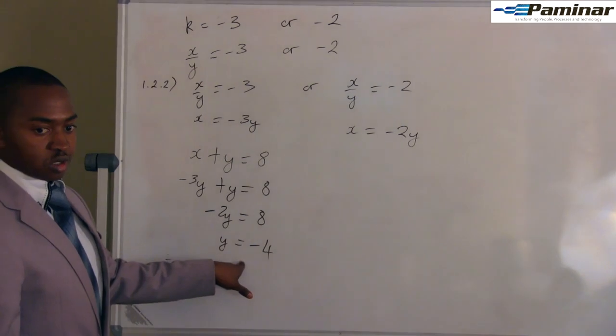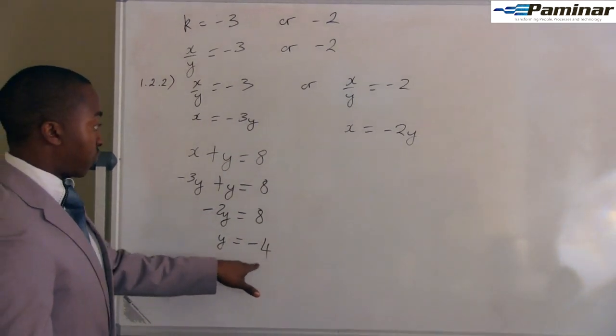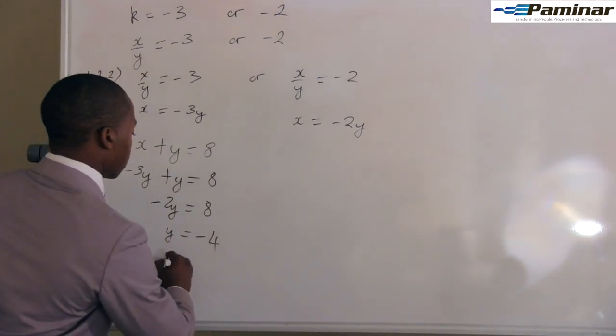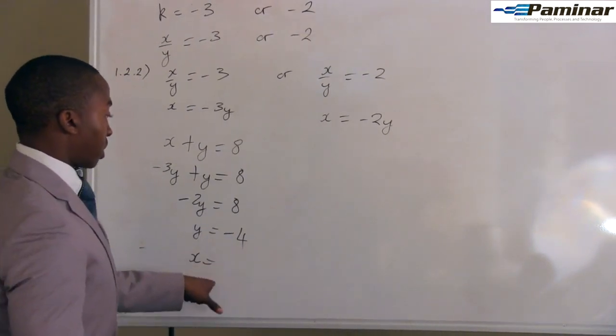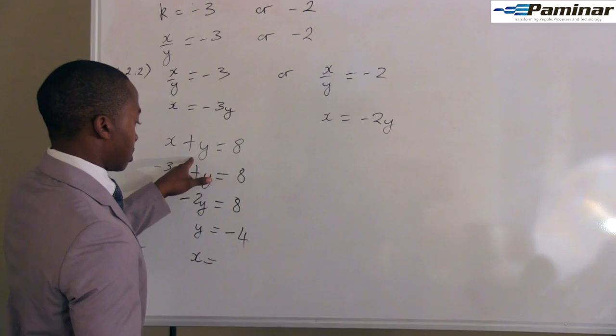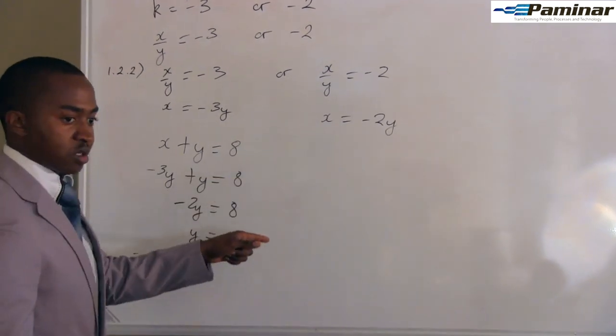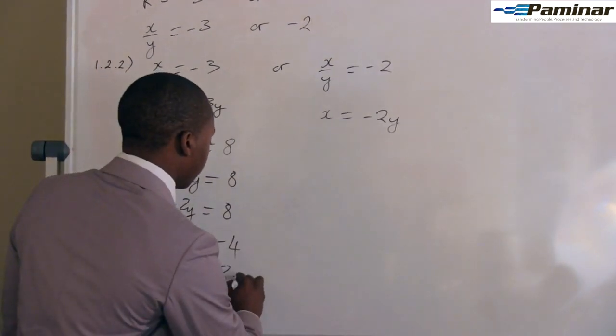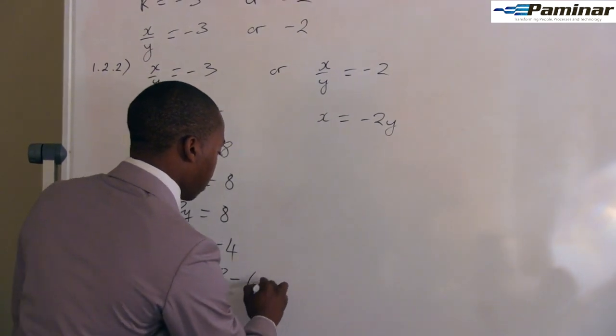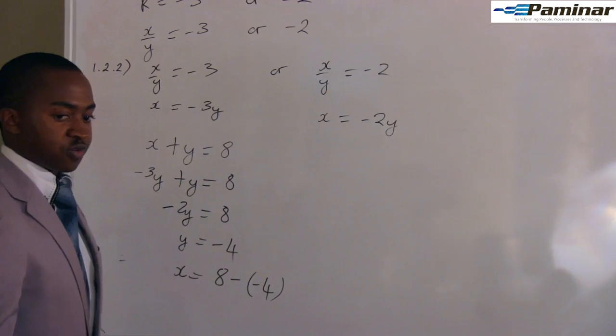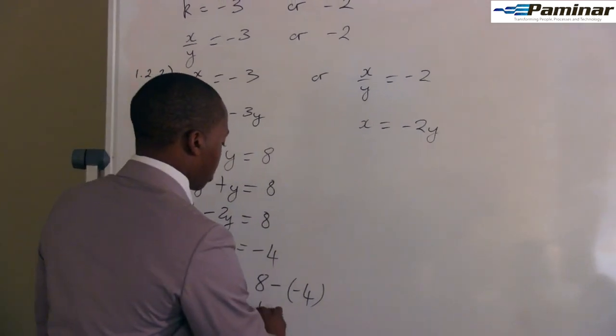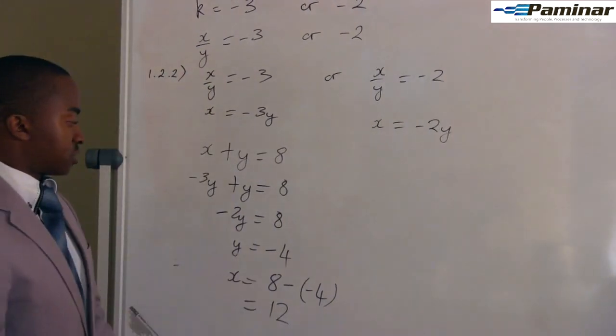That's your one solution. That's for y. So if y is equal to negative 4, what will x equal? When y is negative 4, we can simply use this equation. X will equal 8 minus y, which is 8 minus negative 4, which is 8 plus 4. Gives you 12. So when y is negative 4, x is equal to 12.